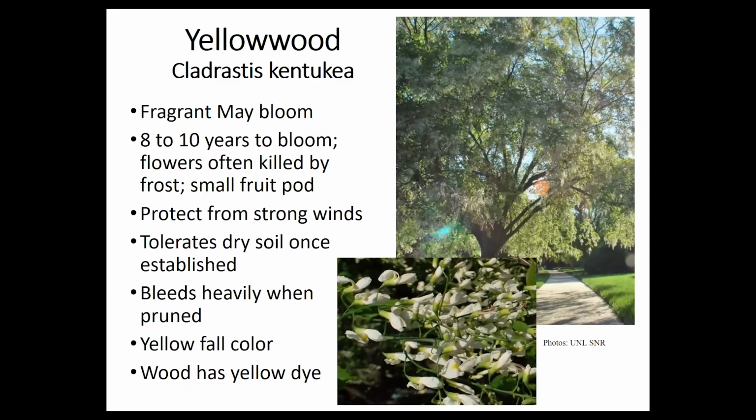It bleeds heavily when pruned. That does not hurt the tree in any way, shape, or form, but it scares people. So we'll often tell people to prune it in June to avoid that sap loss. Again, that does not hurt the tree. We need to get away from that word bleed, because that makes it sound bad. Pretty yellow fall color, and it's named Yellowwood because the wood actually has a yellow dye in it.